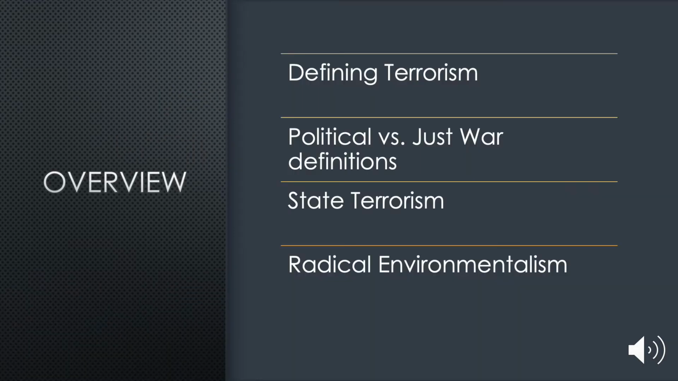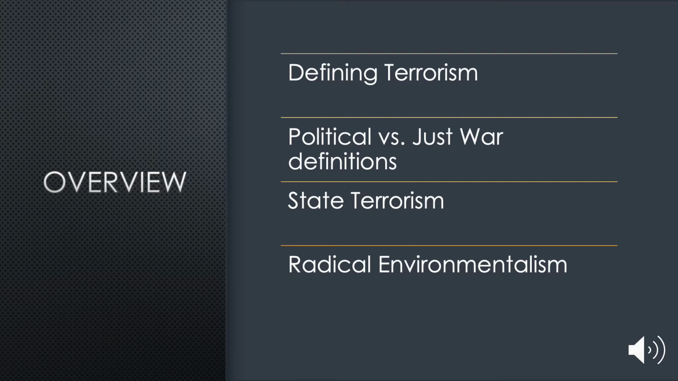As always, I'll give you a quick overview of what we're going to be talking about. We're going to go over a couple of definitions of terrorism, including a couple that come from the reading this week from the Turk piece. Before we move into state terrorism, and then finally radical environmentalism, we'll spend a couple minutes talking about political and just war definitions and how those can bring up critiques of some of the more traditional definitions of terrorism.